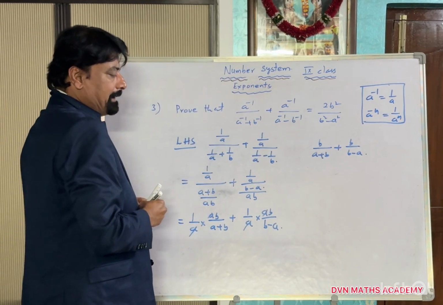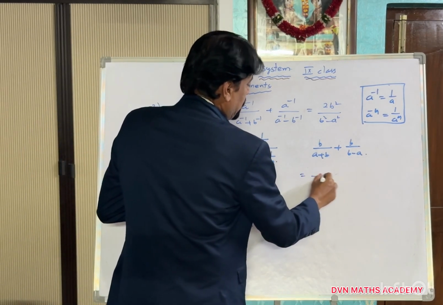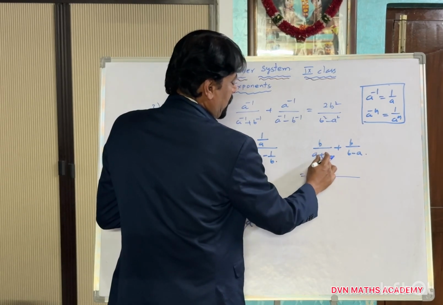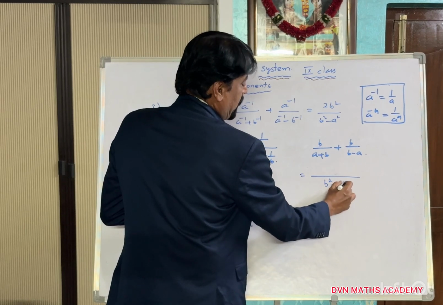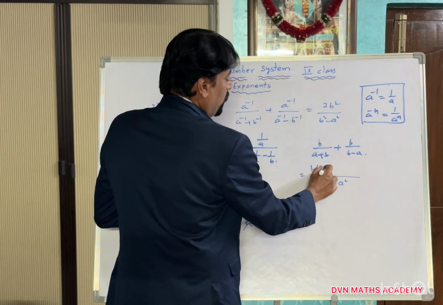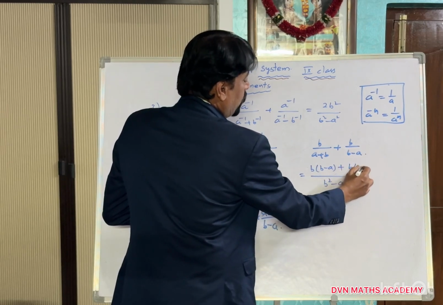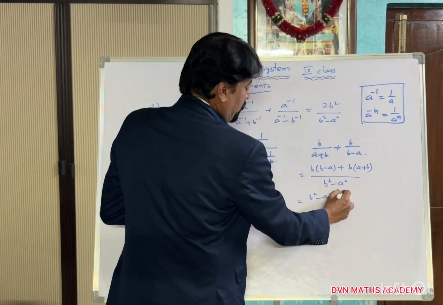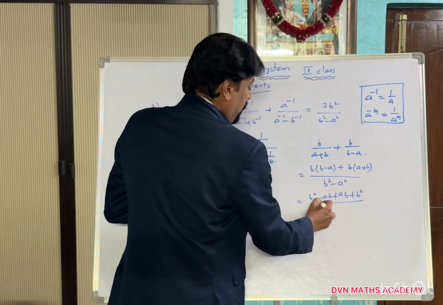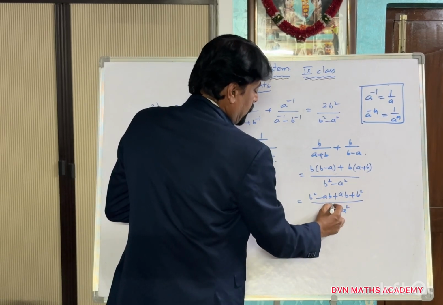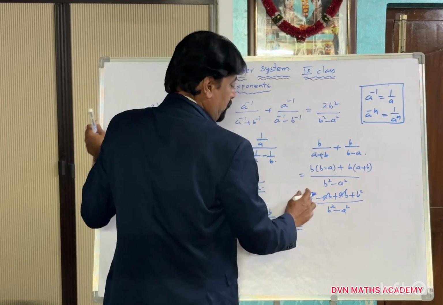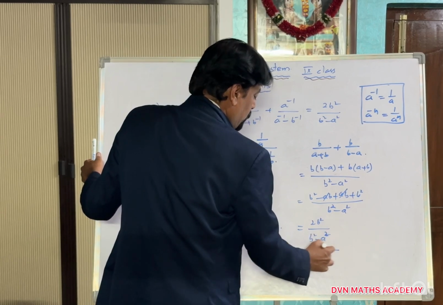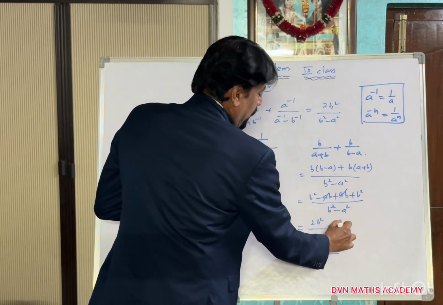So again, if I go for the LCM, we will get a plus b into b minus a. This I can write as b plus a also. This is a plus b into a minus b. This I become b square minus a square, and b into b minus a plus b into a plus b. Then b square minus ab plus ab plus b square by b square minus a square. So this plus ab minus ab cancel, b square plus b square, 2b square by b square minus a square. So this is the RHS. So hence the question is true.